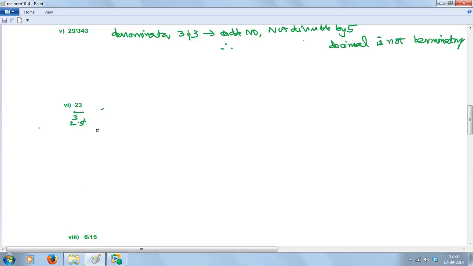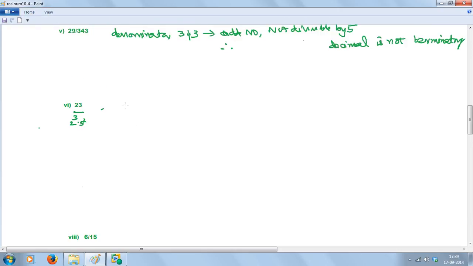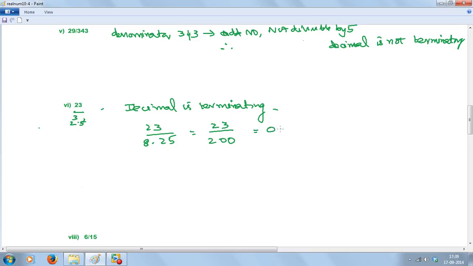Now 23 divided by 2 cube multiplied by 5 square. Now it is clearly given that the decimal is terminating. So it is 23 divided by 2 cube, which is 8, multiplied by 25, which is equal to 23 divided by 200. If you work it out, it is 0.115.